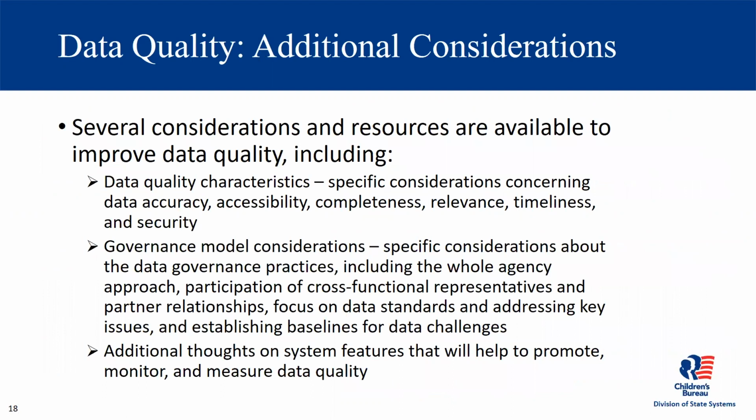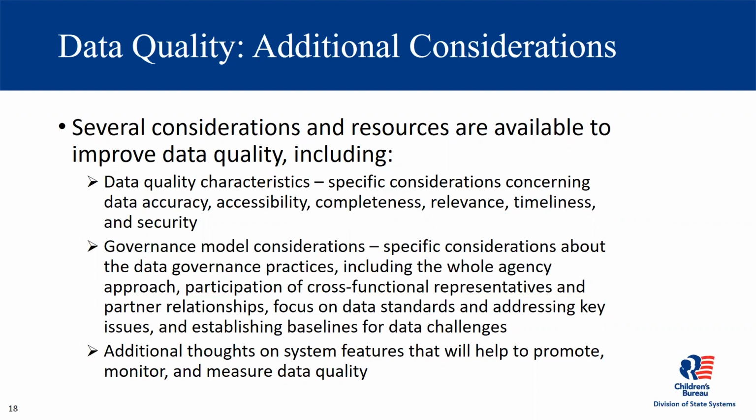So under data quality, additional considerations. There are several considerations and resources available to improve data quality, with characteristics specific to considerations concerning data accuracy, accessibility, completeness, timeliness, as well as security. The data governance models, specific considerations about practices, including the whole agency approach, all of the users coming together in your data governance, and how all of your community of users participate.